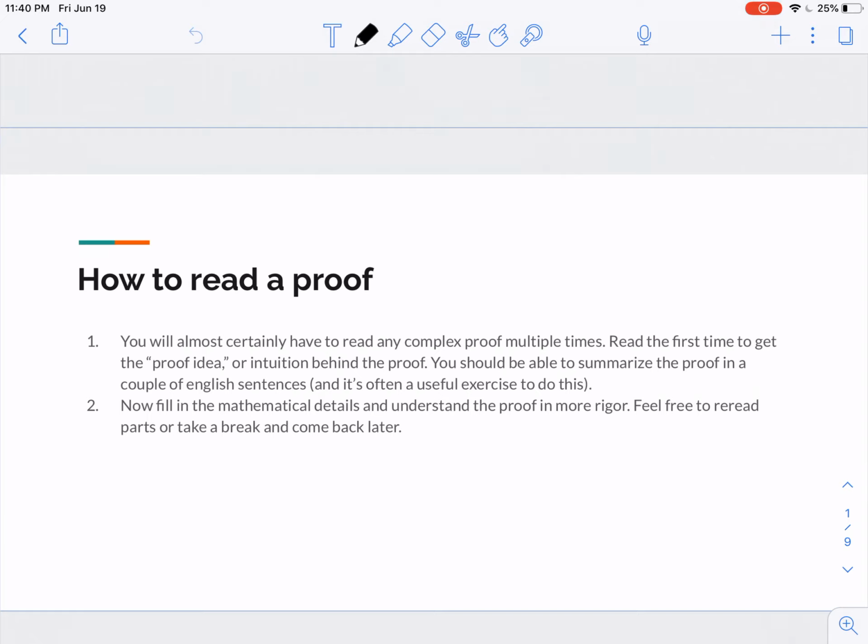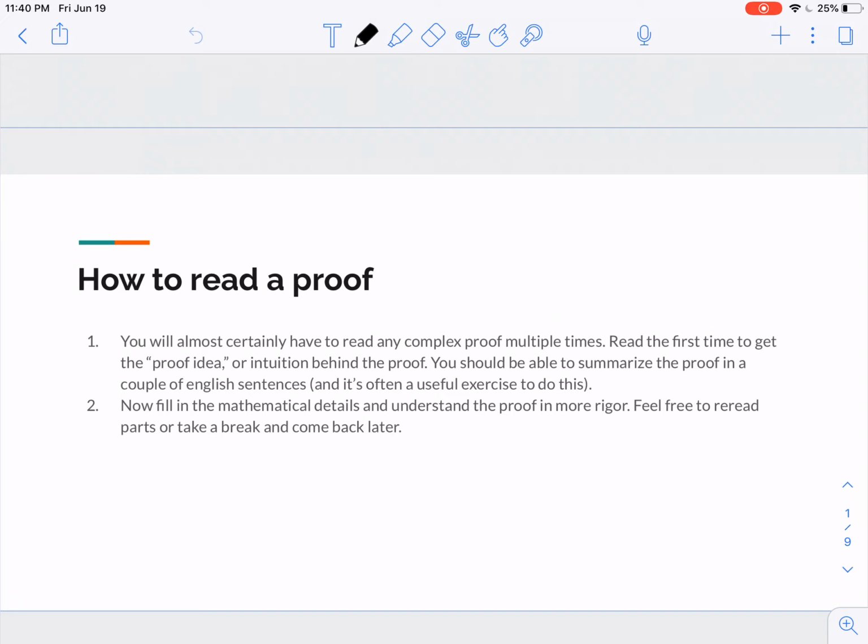In other words, you should be able to summarize the proof in a couple of English sentences, and actually I'd recommend doing that. It's a pretty useful exercise to make sure you understand the outline of the proof. And that's really important because if you understand the outline of the proof, then when you're looking at all the little parts of the proof, you'll be able to contextualize them and see why they're important. So you'll be more motivated to learn them, and you'll also understand how the pieces fit together, which will help you in understanding all the mathematical details as well.